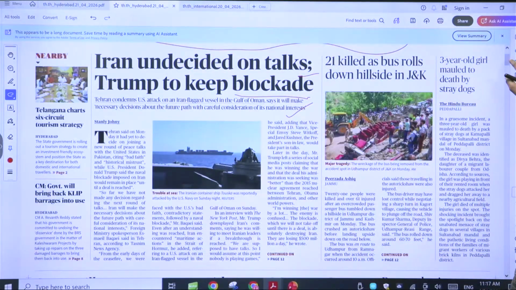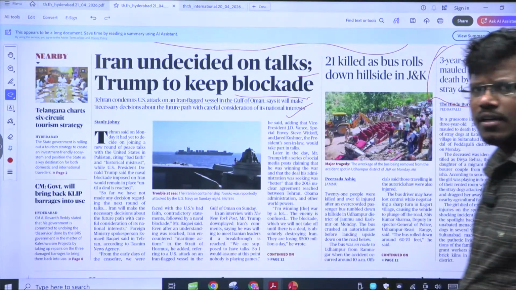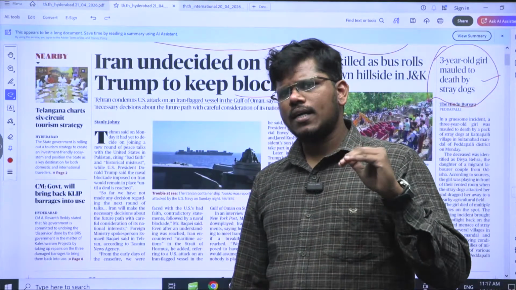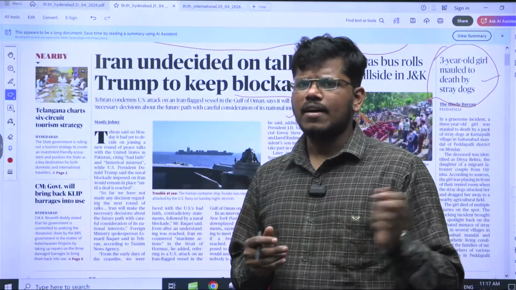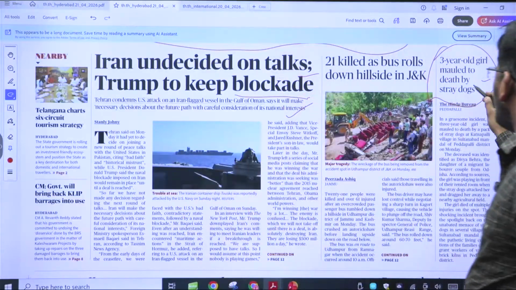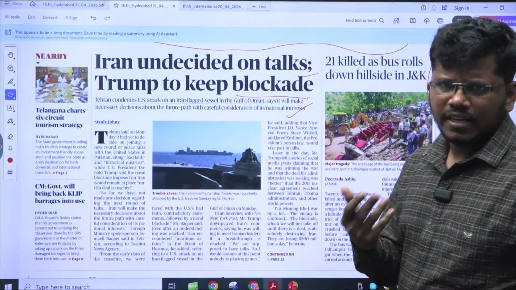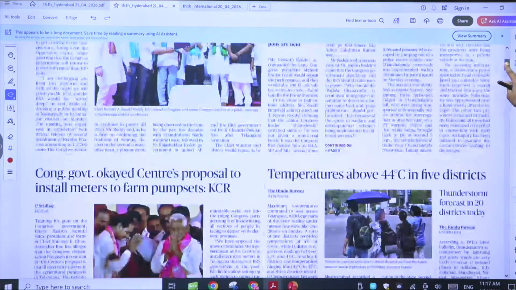Next, this is a very core issue: a 3-year-old girl mauled to death by stray dogs. The stray dogs issue has been going on, right? The 3-year-old girl was walking alone when stray dogs came and attacked her very badly, and it caused her death. Very, very sad news.